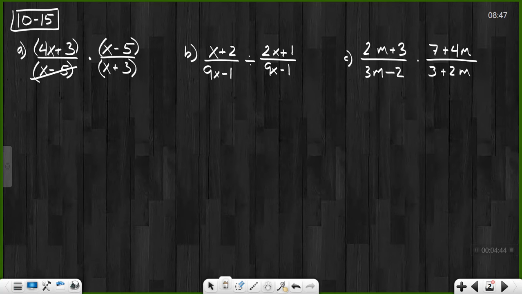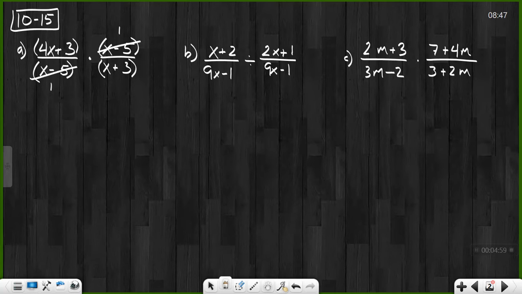I've got an x minus 5 here and an x minus 5 here. Those will make a giant 1. It doesn't matter that one's in one fraction and one's in the other, as long as one's on top and one's on bottom. When I do that, I cancel them and I get a 1, and there's nothing else I can cancel.